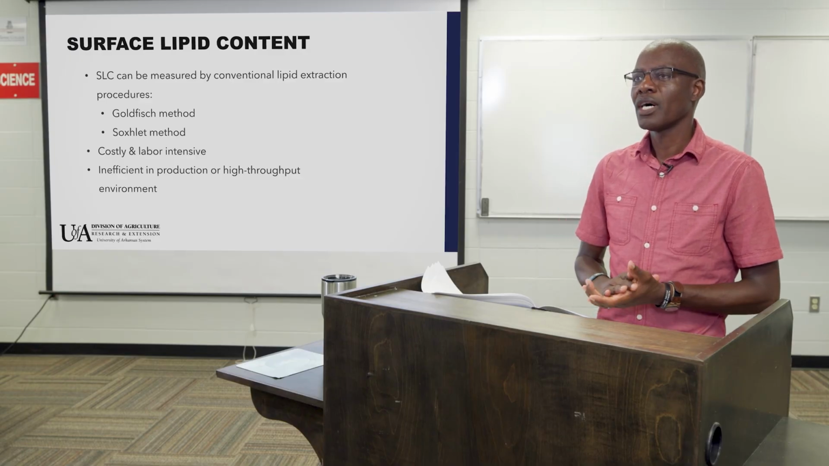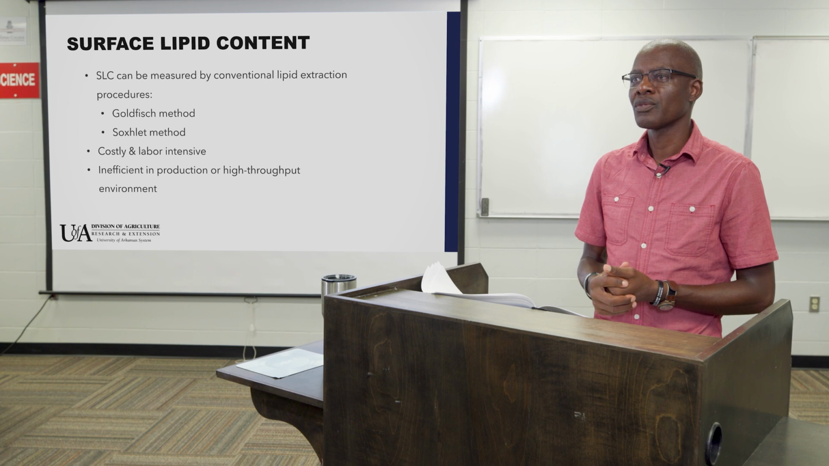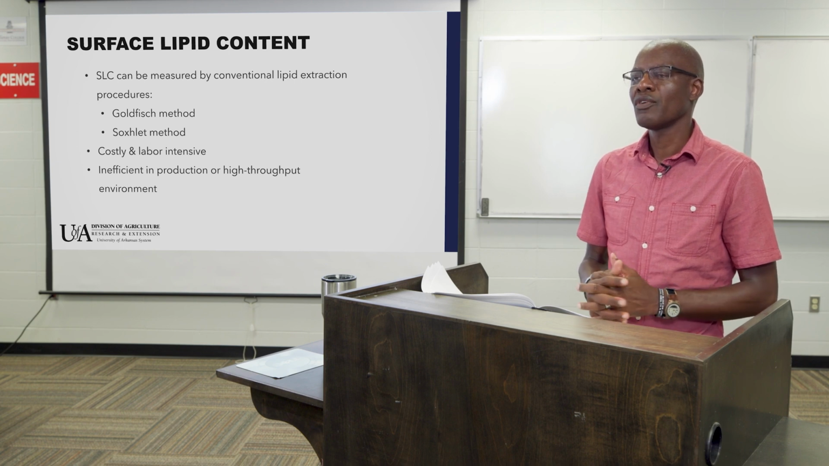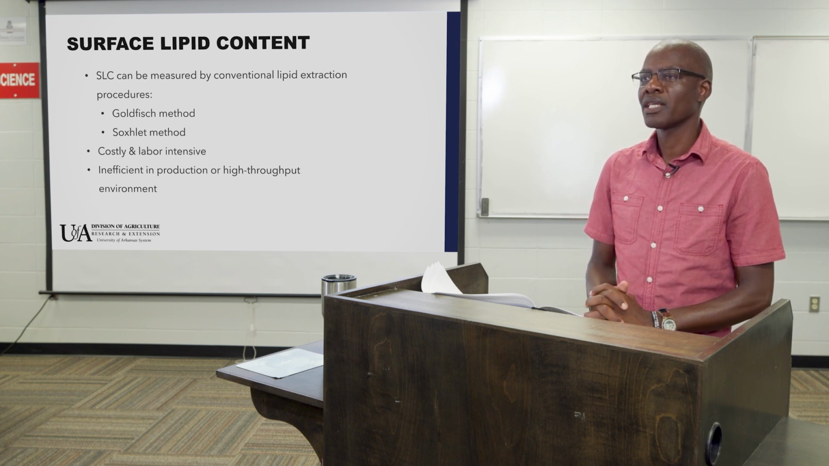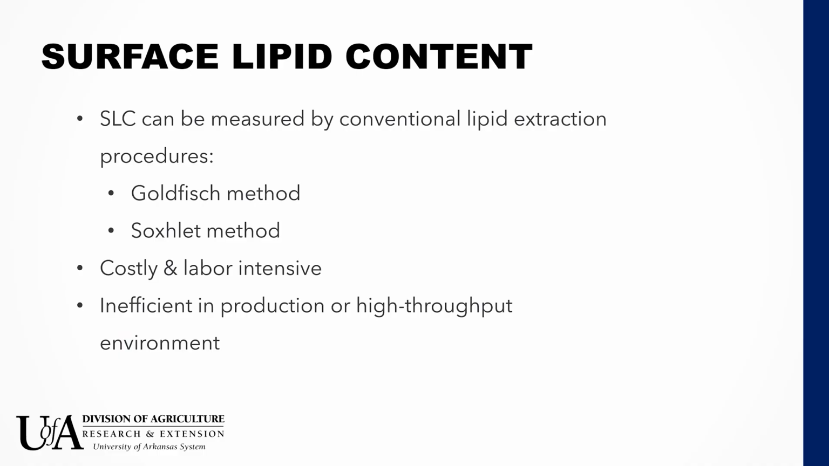There are various methods we can use to estimate the surface lipid content. The conventional methods that are available in literature, in the industry, as well as in the academic world involve the use of the Goldfish method as well as the Soxhlet method. Basically, these are methods that involve extraction of the lipid and quantifying it, getting an estimation of its mass relative to the mass of the brown rice that you started with. These methods are rather costly and labor intensive. They're inefficient in a production environment because they may not be able to compete with the high throughputs that are in those environments.